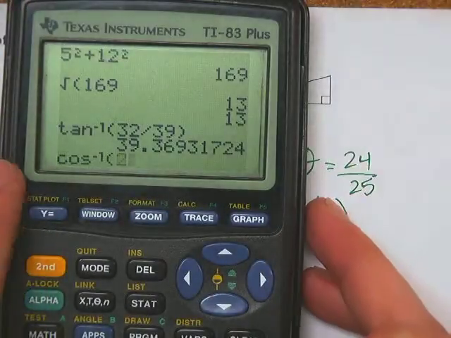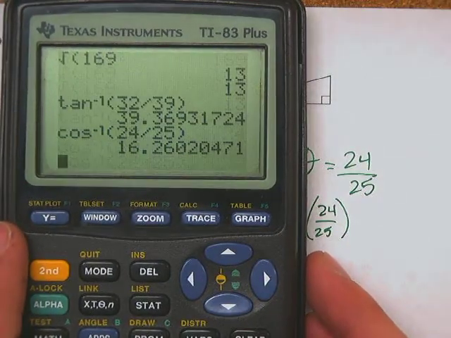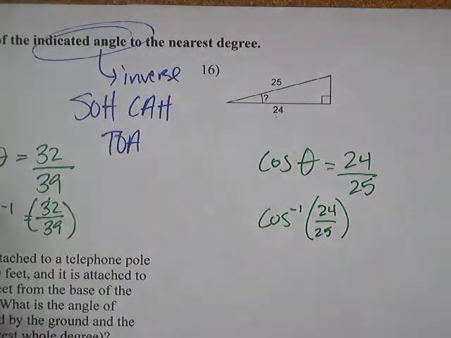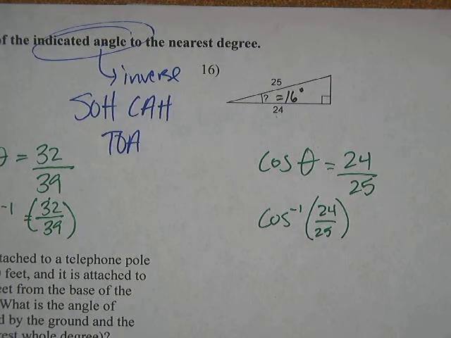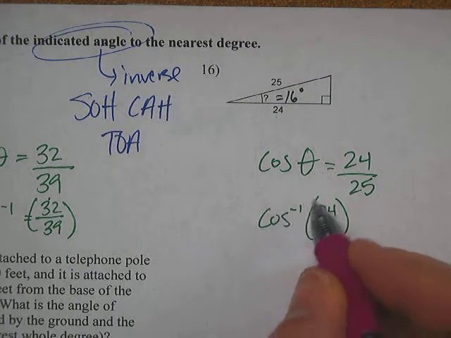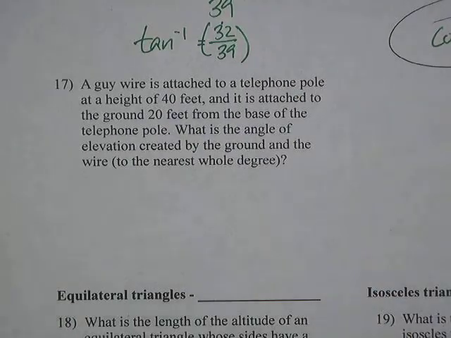16. Am I going to use sine? Am I going to use cosine? Or am I going to use tangent? I'm going to use cosine because from this angle it's the adjacent side over the hypotenuse. So cosine of that unknown angle is 24 over 25.